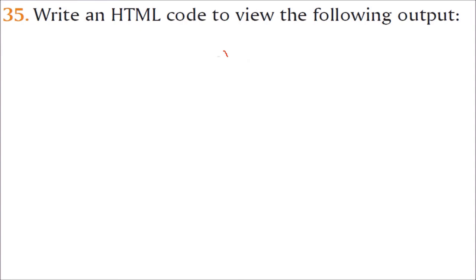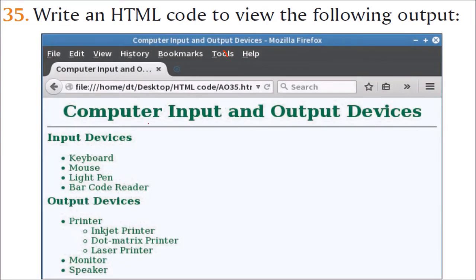Write an HTML code to view the following outputs. For this, first of all, this one. This can be written in H1 or H2. So this will be a heading. We have to write it inside a heading. Then we have to use a HR here. This is a rule, line, horizontal rule. Then this you write normally.